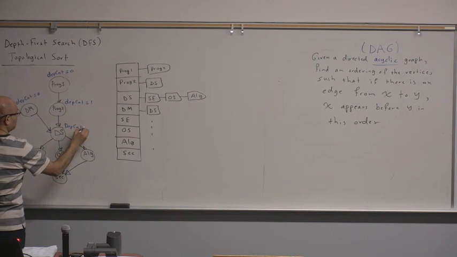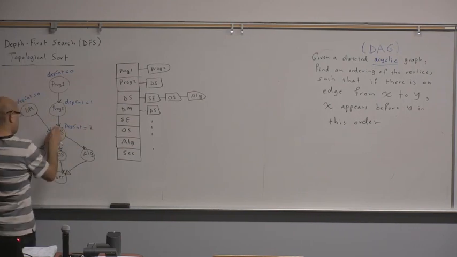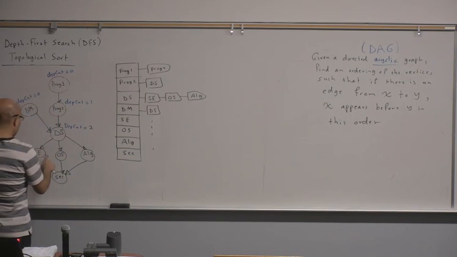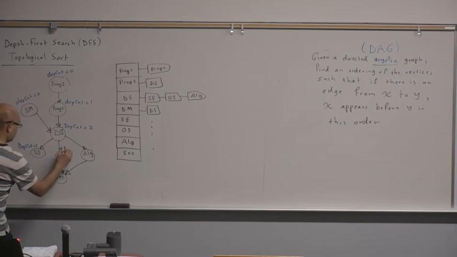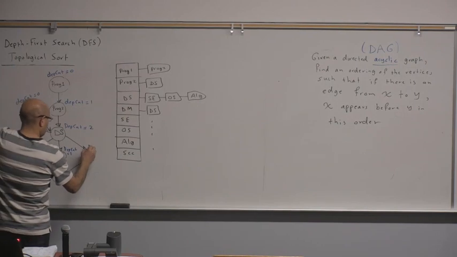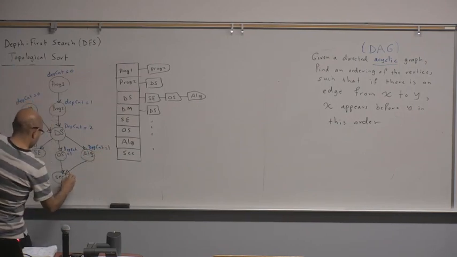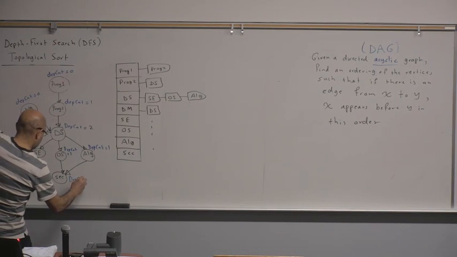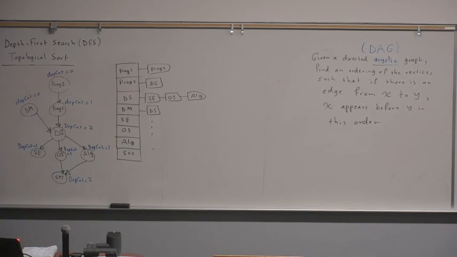Dependent count for data structures is 2. There are 2 incoming edges. For this, it's 1, equals 1, and this is dependence count equals 2. Okay?